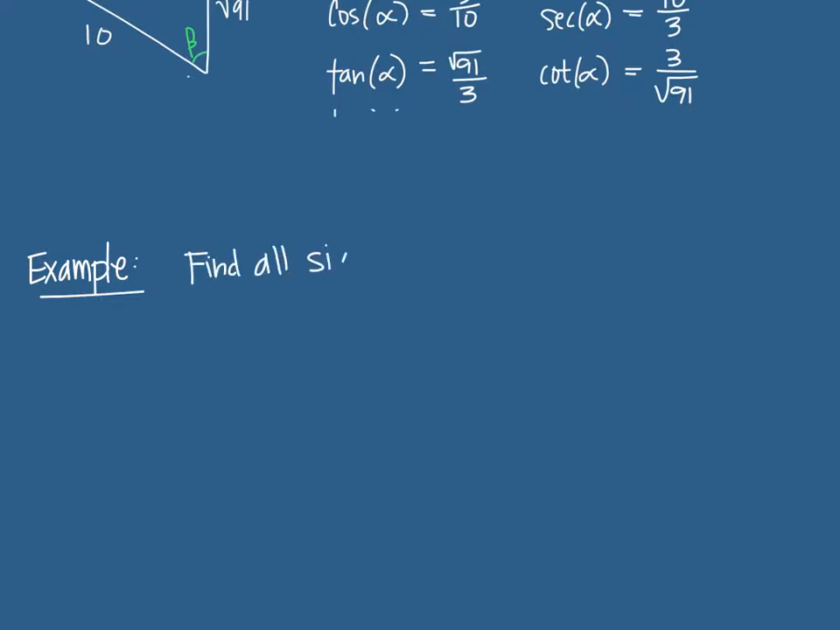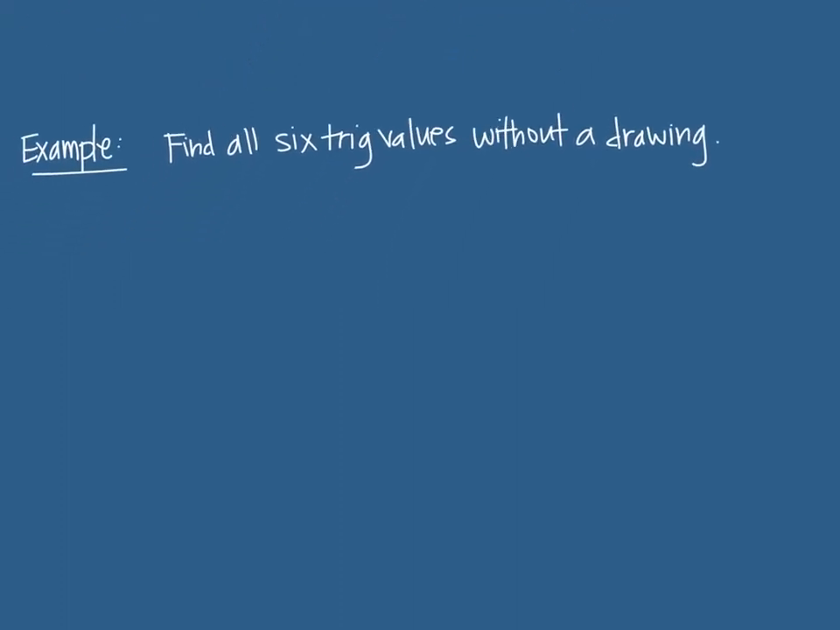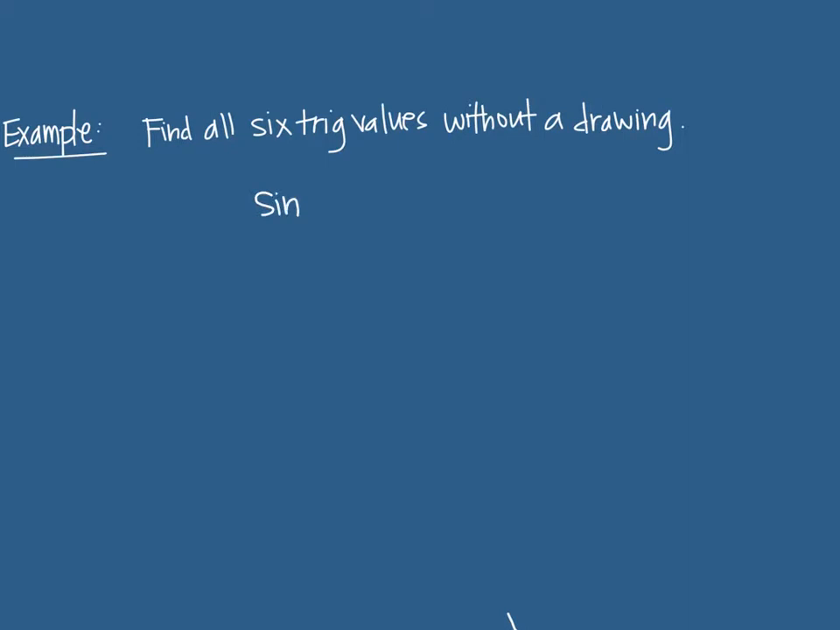Find all six trig values if you don't have a drawing. All right, so how in the world do we do that if we don't have a drawing to work with? All right, this is what you're going to do. We're going to write sine, cosine, tan, and then I always just write them all out so that I'm ready to go.